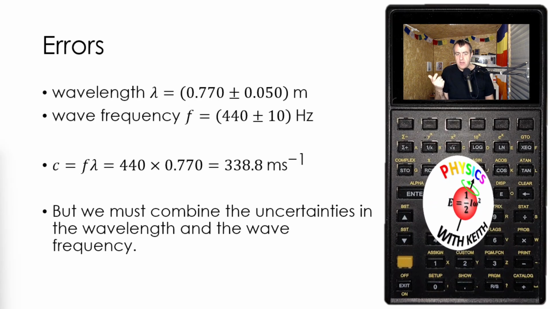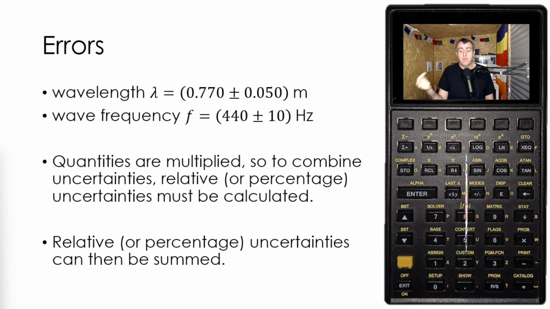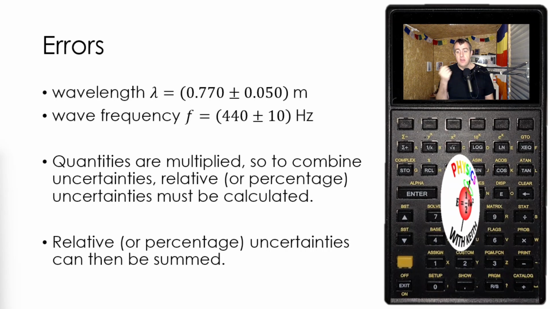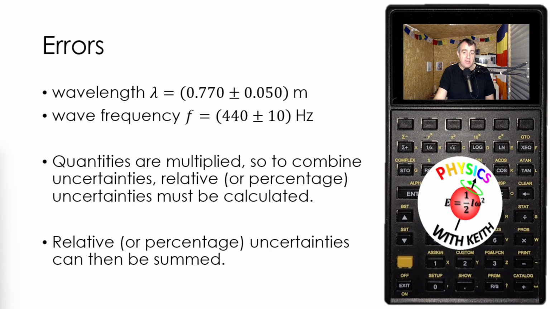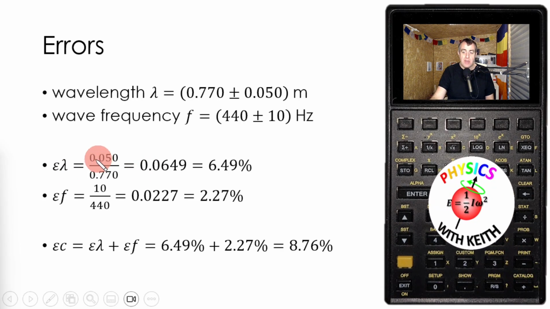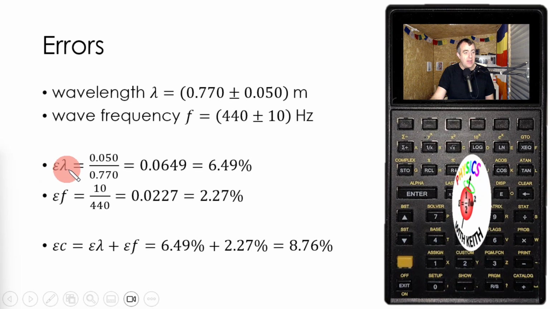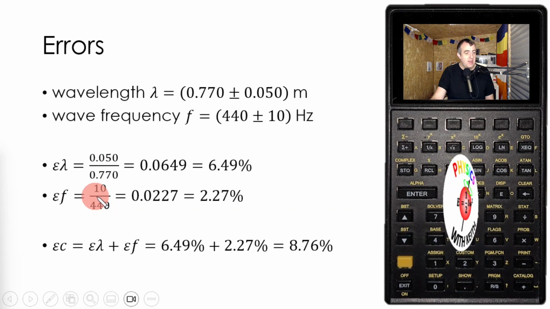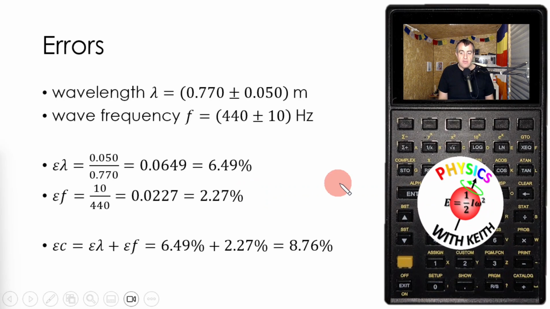But now I've got to combine the uncertainties. And the problem here is that the uncertainties are absolute uncertainties, which means I've got to convert them first into relative or percentage uncertainties. The quantities are multiplied or divided. That's the first step. That's what we have to do. So to calculate the percentage or relative uncertainty, we do the absolute uncertainty divided by the mean for each of these quantities. Epsilon lambda means the relative uncertainty in lambda. Epsilon f means the relative uncertainty in f. There they are, and I've just converted them into percentages there just in case you found that easier to work in.